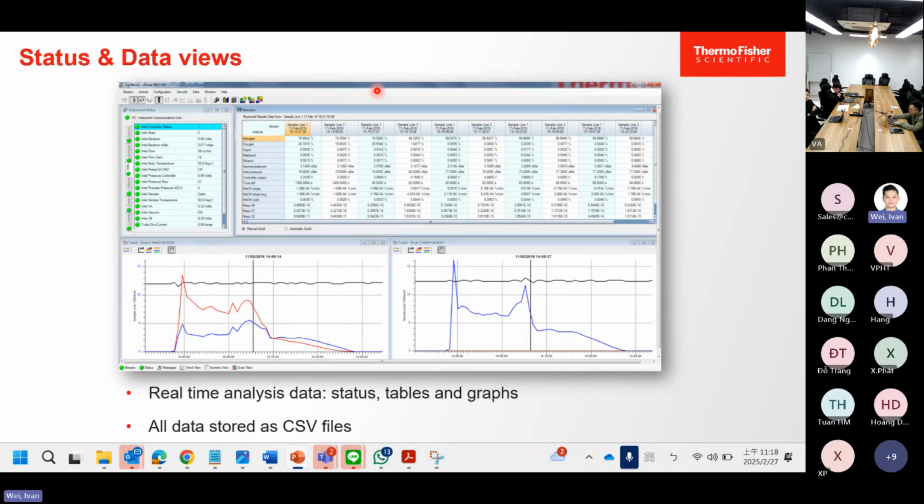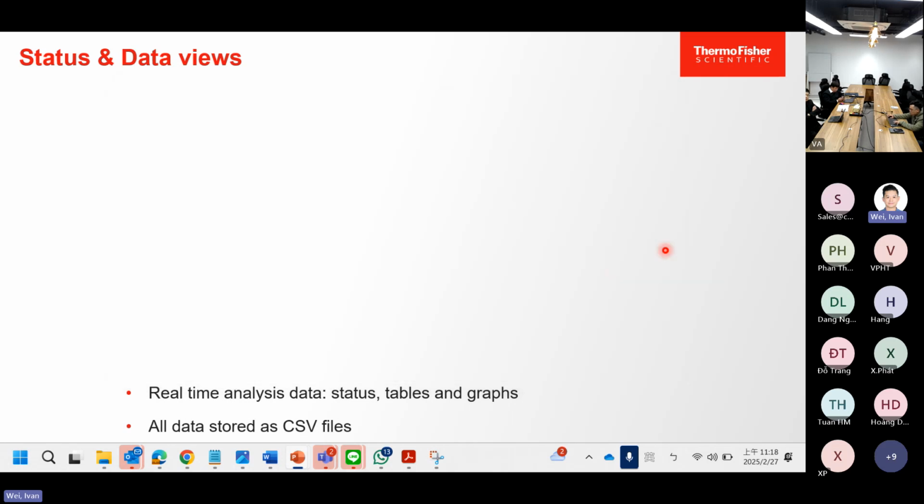There's a status and data review. It's a real-time analysis. We're able to report status, concentration, tables, and charts, trend charts. All those data can be saved as CSV files. So if the customer wants to do further analysis on their trend, they can export the CSV and import it into their Excel file to do trend analysis.